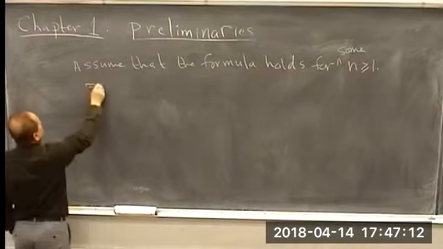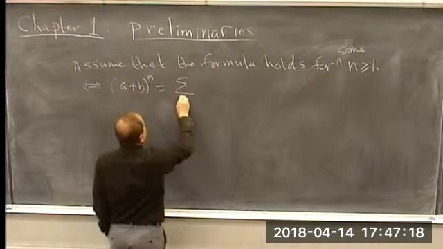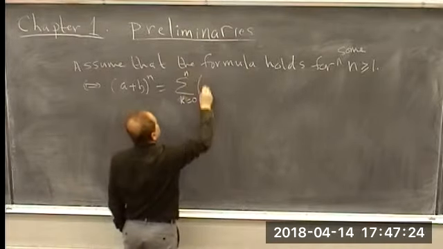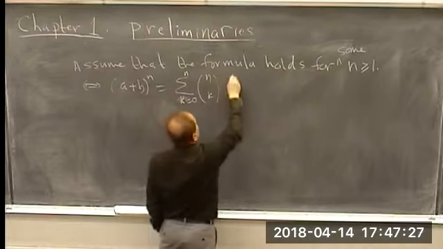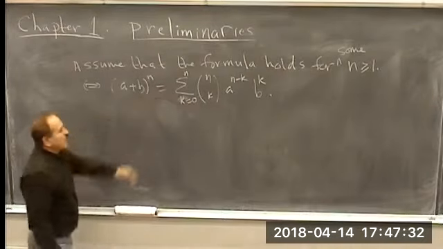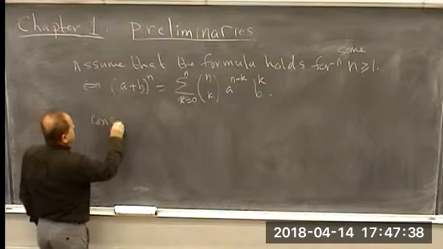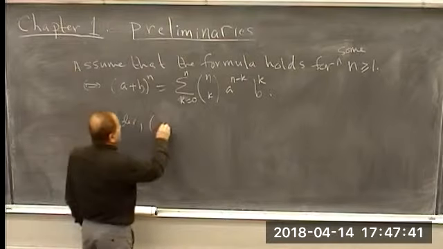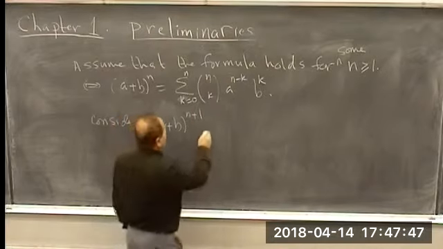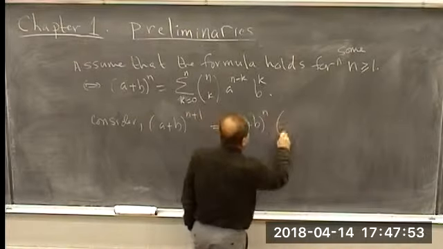So this is equivalent to saying that a plus b to the n is equal to the sum, k equal 0 to n, of n choose k, a to the n minus k, b to the k. Now remember this one we are saying for some, it's not for all. That's our purpose is to show for all. So we're going to consider then the expansion of a plus b to the n plus 1. Well, we know that this is equal to a plus b to the n times a plus b.